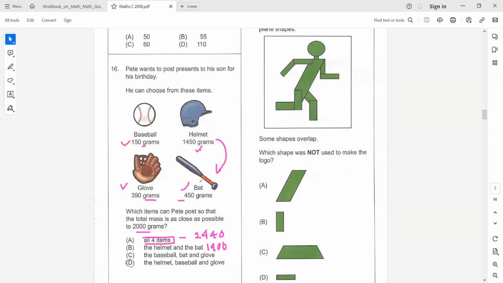Baseball, bat, and the glove. These 3: 150 plus 450 is 600, 600 plus 390 is 990. And helmet, baseball, and glove: this one is 1600 and 1990. Oh, it's C then. That is the closest one, you know.